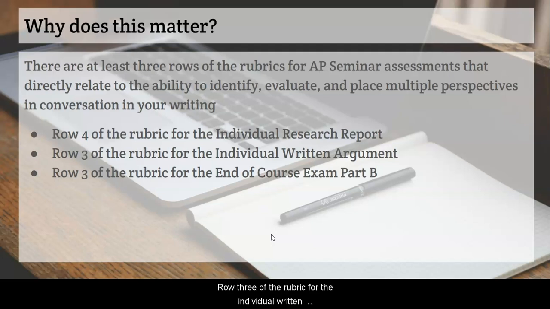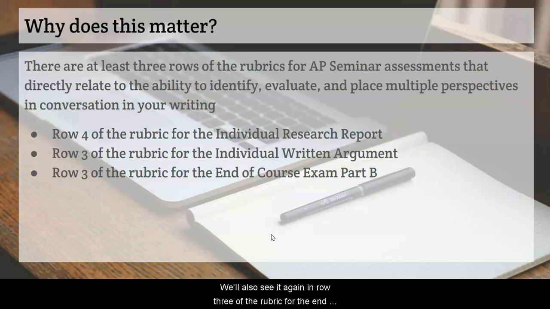Row 3 of the rubric for the individual written argument also does this same thing, and at this point we're hoping that you're doing that within the same paragraph. Right? In the individual research report, a lot of students tend to put their multiple perspectives in different sections of the paper, but the students who score the best on the individual written argument are the ones that now take those multiple perspectives, whether they're oppositional or binary, similar or relevant to each other, and then place them in conversation and evaluate them. Which one makes the stronger point? Which one provides the strongest evidence? And we'll see that on row 3 of the rubric for the individual written argument.